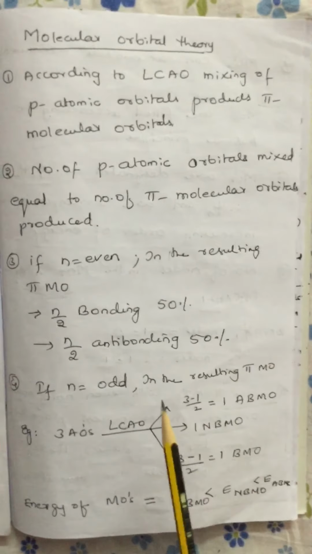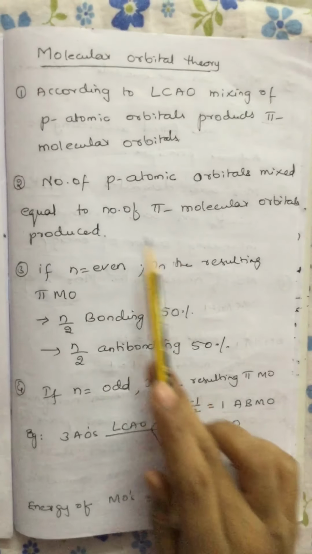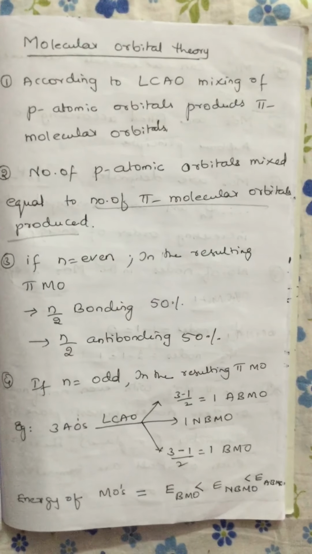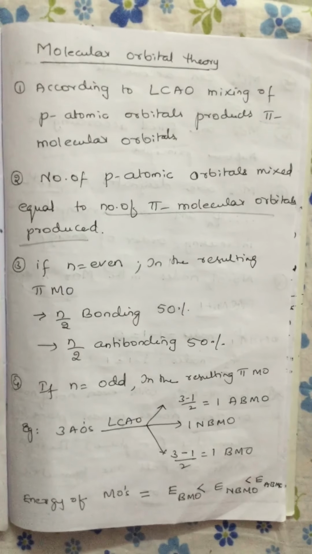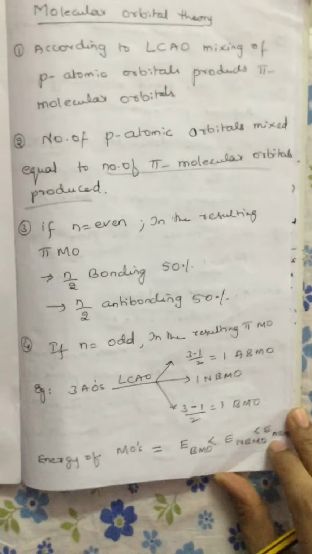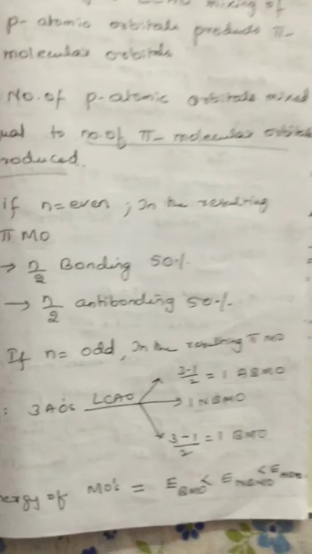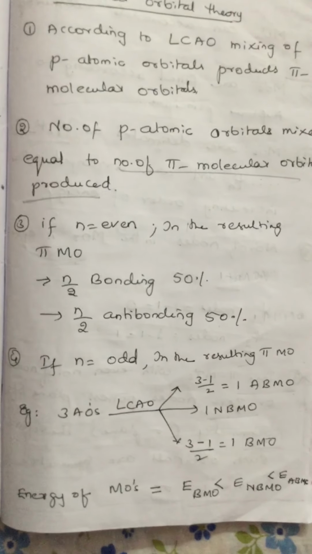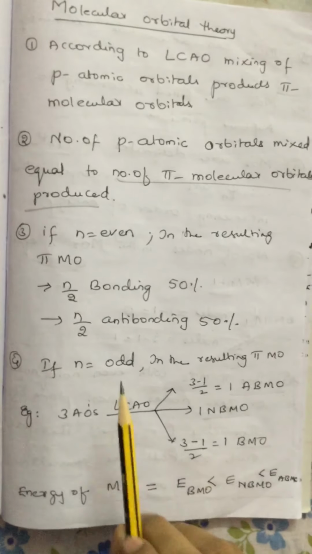The second point I have mentioned is that the number of p atomic orbitals mixed is equal to the number of pi molecular orbitals. That means if n number of p atomic orbitals are mixed, then you will result in n number of pi molecular orbitals. Now, what is the nature of the pi molecular orbitals produced? The bonding and anti-bonding molecular orbitals. So what is the percentage of bonding and anti-bonding molecular orbitals?